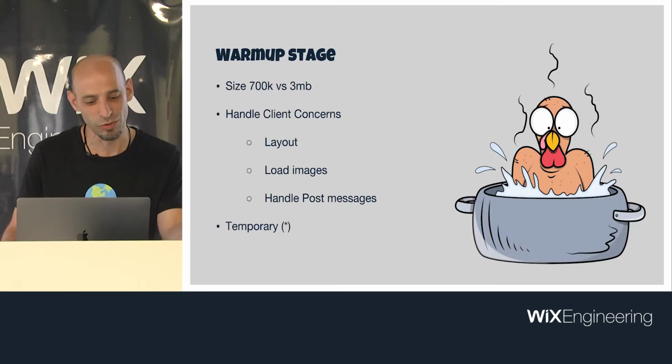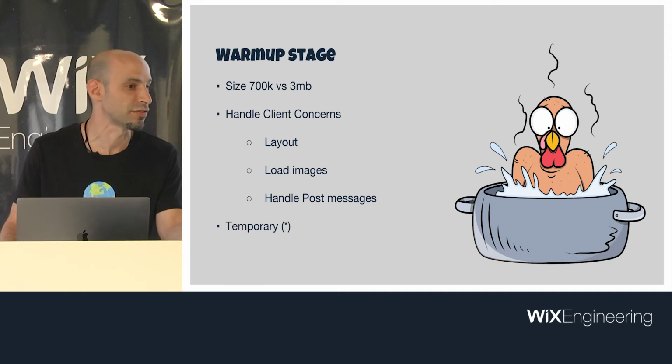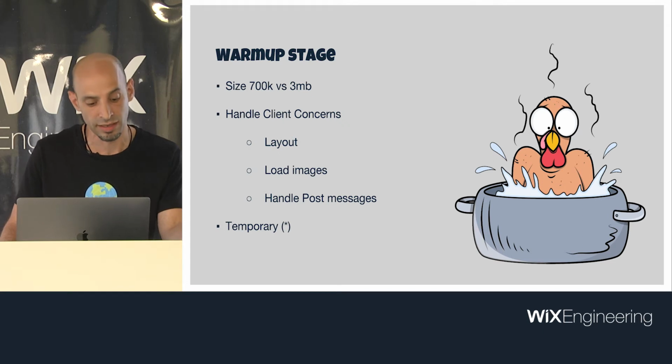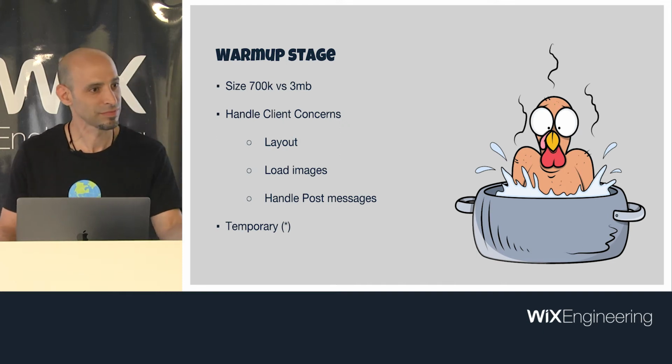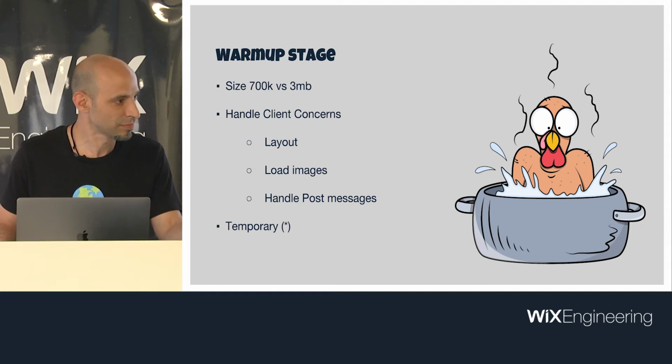Next slide. The warm-up stage. Why is this faster? First of all, it has a lot less things that it handles. It's smaller than the code base of our client, so it's 700K instead of 3 megs, minified. I just want you to know that the numbers you see up there are not gzipped. If we look over the wire, it's 700K for the client-side rendered versus approximately 250K for the server-side rendered.